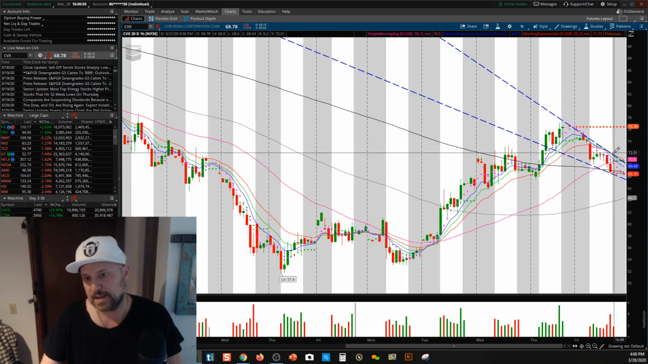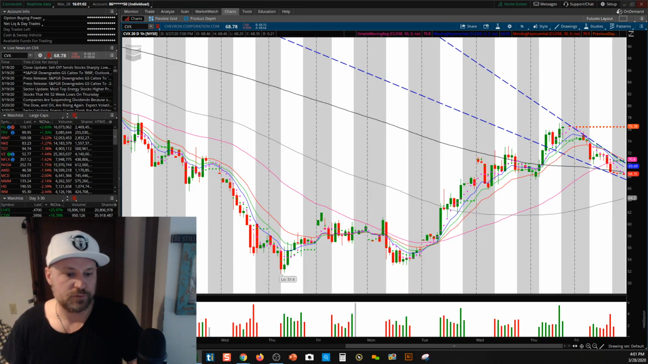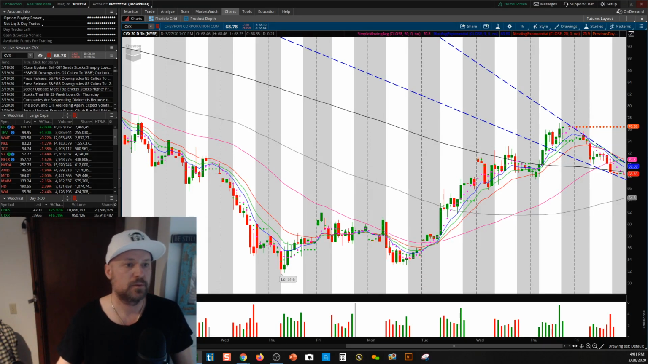So again, you can see they're all kind of bearish at the moment. So use these moving average lines as a guide for support and resistance. They're not foolproof. You've got to use them as a guide. Very important.